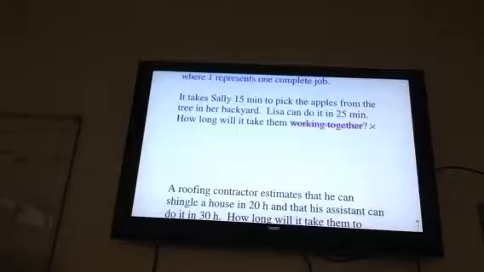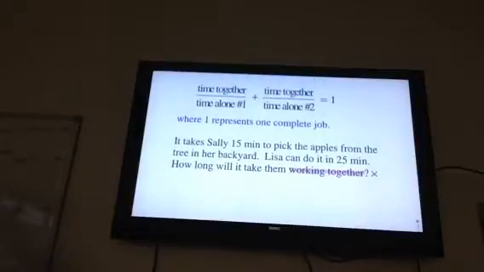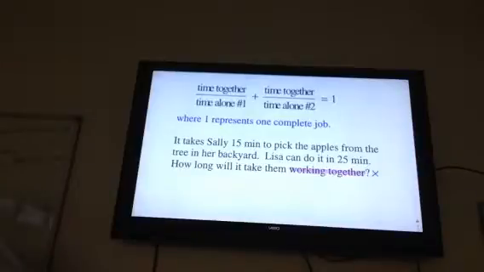So from my formula then: time together, which is what we're looking for, there's my x, over time alone of Sally, 15 minutes, plus time together, which is my x, over time alone of Lisa, 25 minutes, equals 1, as in one complete job. It's set up. Now you just have to solve it, which we should know how to do from goal 2.3.